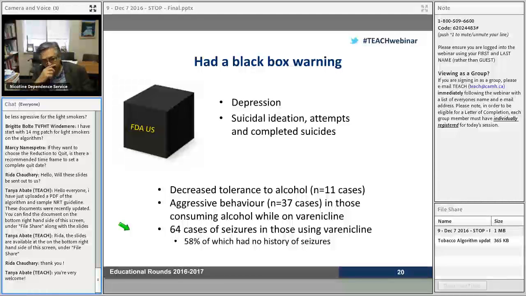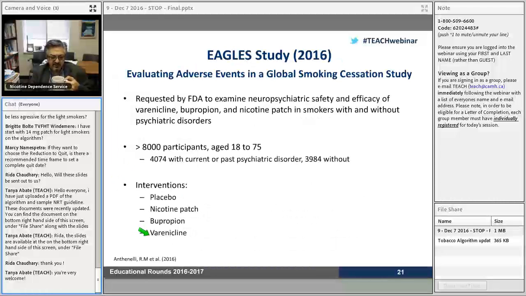Moreover, the FDA initially put a black box warning on Varenicline because they said it could cause people to get depressed, suicidal ideation, and completed suicides. And more importantly, that it decreases people's tolerance to alcohol and causes them to be aggressive, especially if they consumed alcohol and had Varenicline at the same time, and there were 64 cases of seizures in those who had used Varenicline, and 58% of these had no history of seizures.